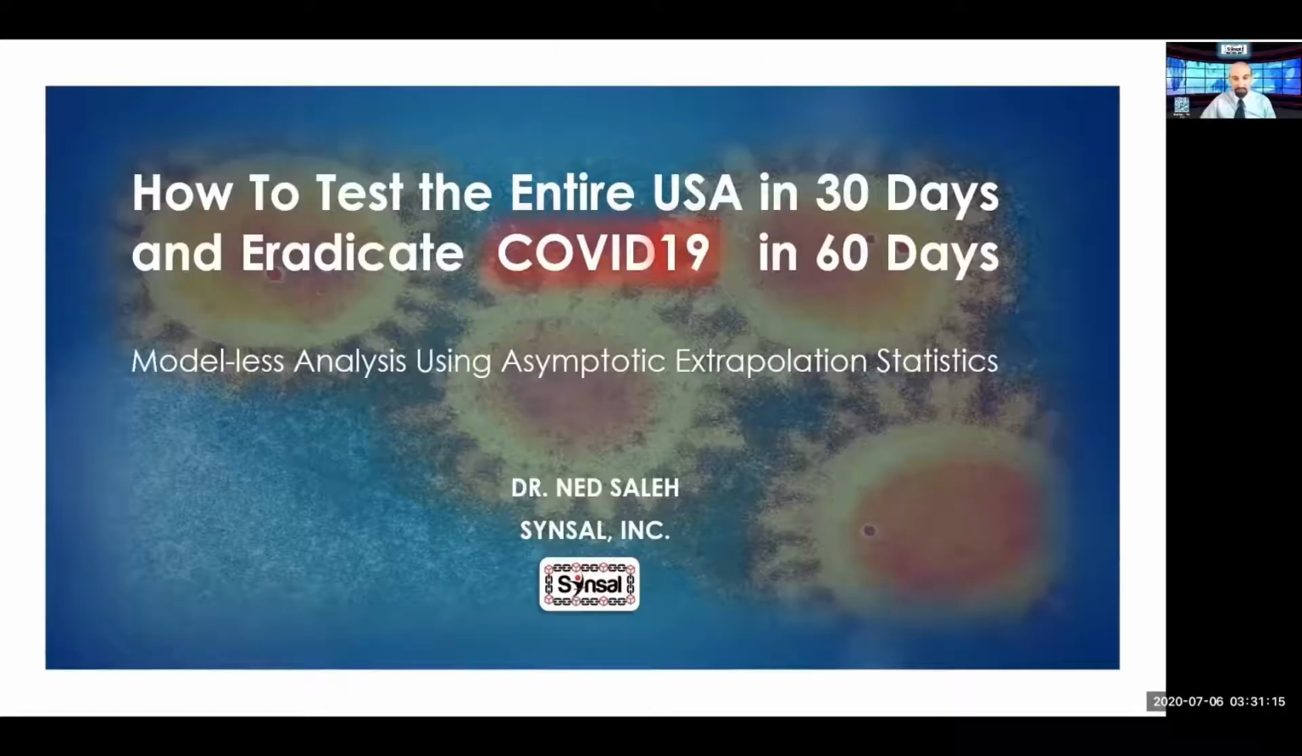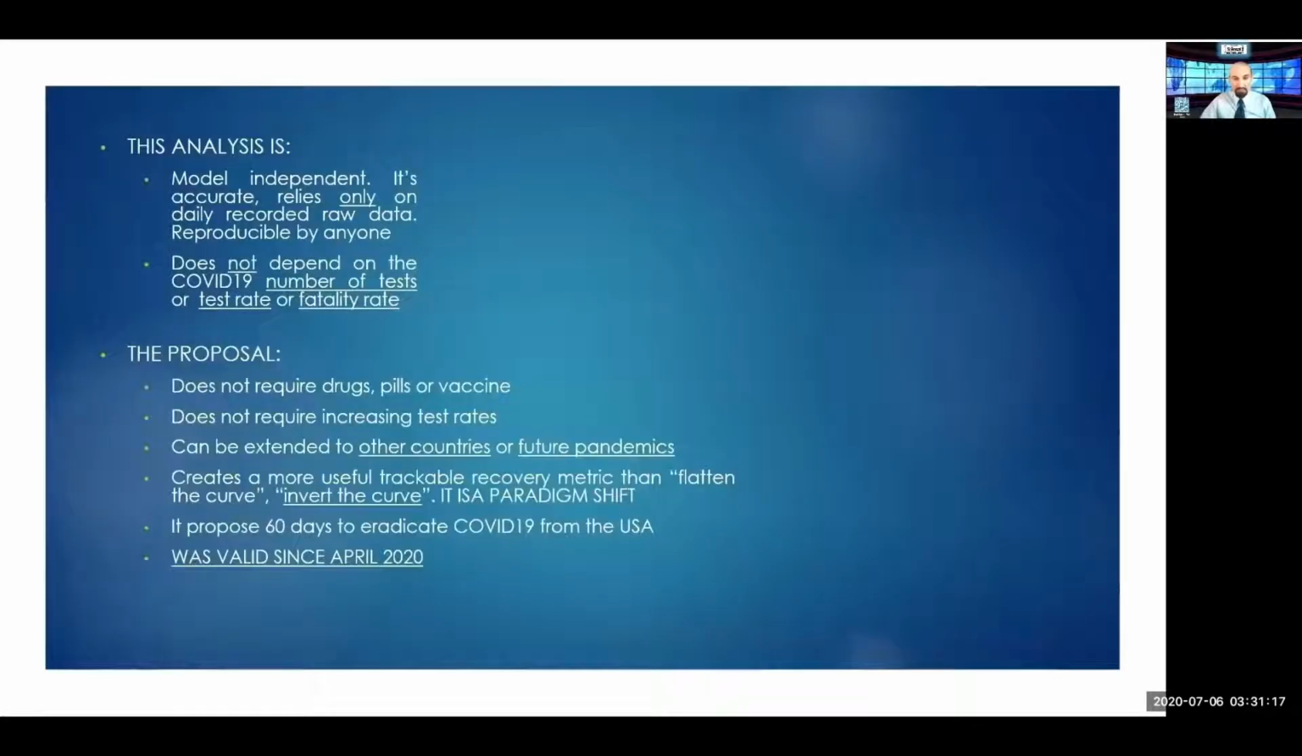Today, we will talk about how to test the entire United States in 30 days and eradicate COVID in 60 days. This analysis is model independent. It's accurate because it relies only on the daily recorded raw data. It's reproducible by anyone, so anyone can take this data and reproduce it at home and will arrive at the same results that we do here.